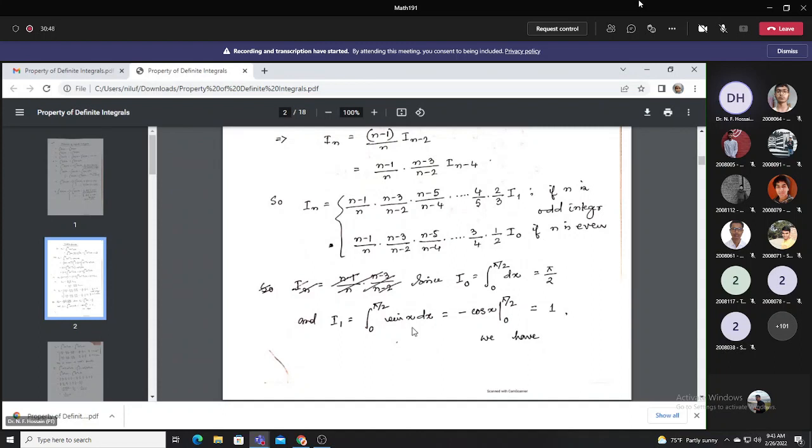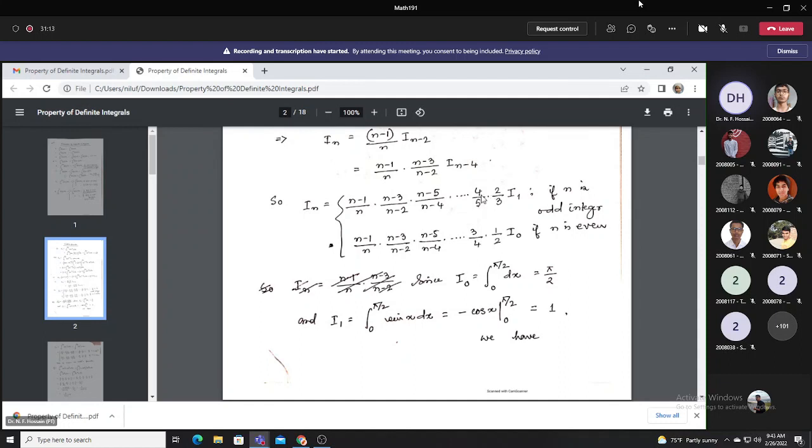And what will be the value of I1? You see, integral 0 to pi by 2 sin x. The integration gives you minus cos x. Then use the limits. Minus cos pi by 2 is 0. Then minus of minus cos 0, that means minus minus, so plus cos 0, which is 1. So the value of this integration is 1.